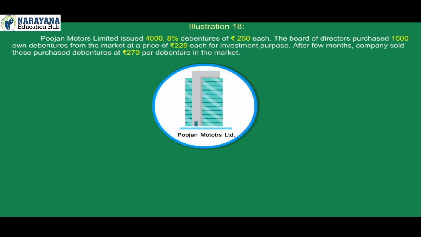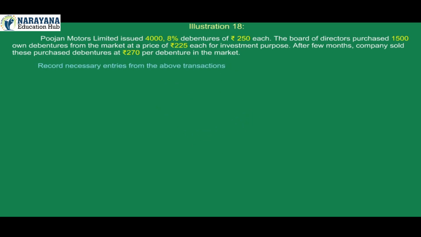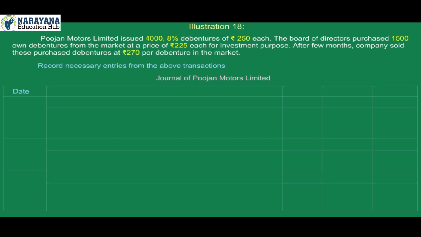Illustration 18. Pujan Motors Limited issued 4,000 8% debentures of Rs 250 each. The board of directors purchased 1,500 own debentures from the market at a price of Rs 225 each for investment purpose. After a few months, the company sold these purchased debentures at Rs 270 per debenture in the market. Record necessary entries for the above transactions. Journal of Pujan Motors Limited. Date, particulars, ledger folio number, debit, credit.